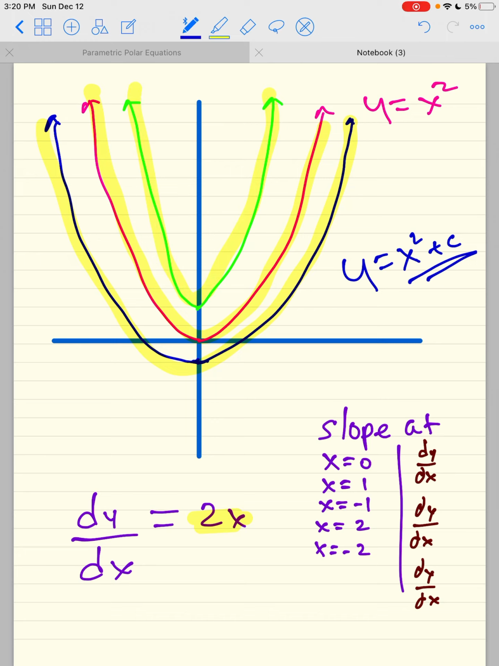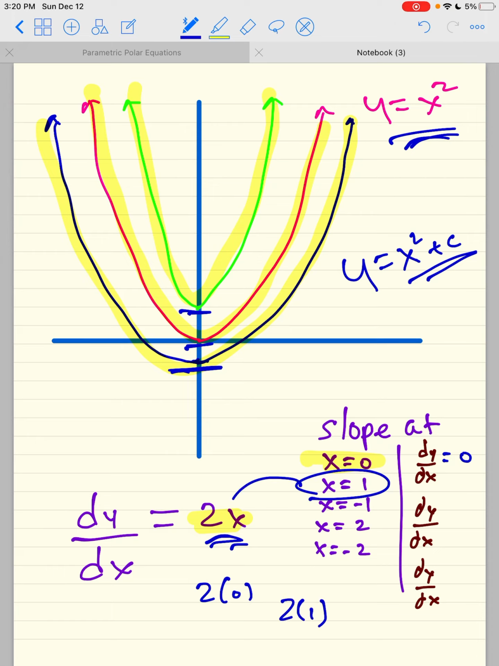Okay, so the derivative of y equals x squared is 2x. So at 0, what is the slope? So now I'm looking here. At 0, what's the slope? Well, 2 times 0 is 0. So you go to any one of these, and it's 0, 0, 0. At 1, you just plug this in, you get 2 times 1, it's 2.